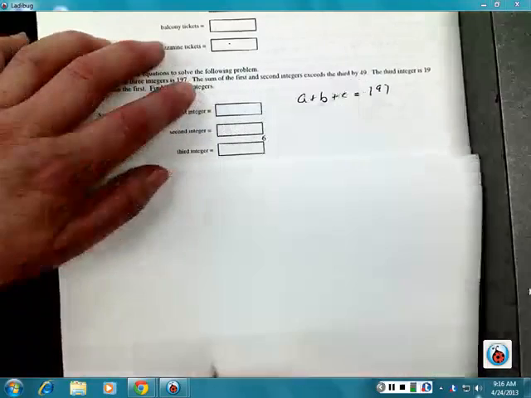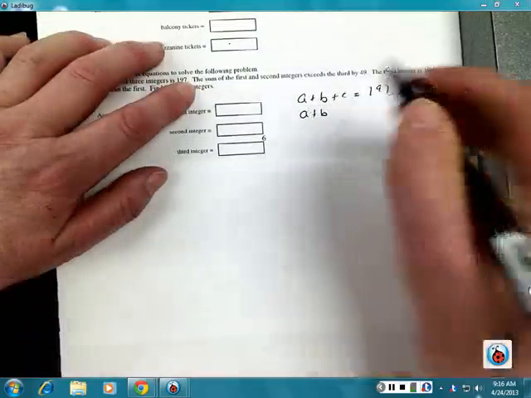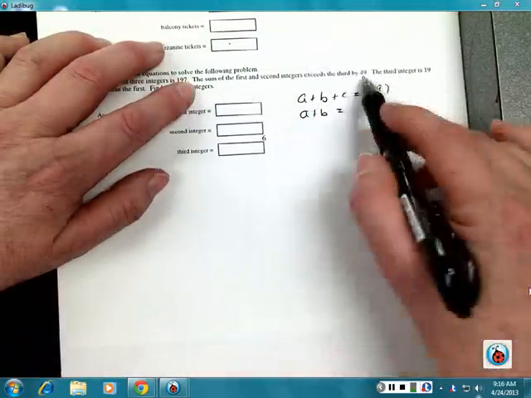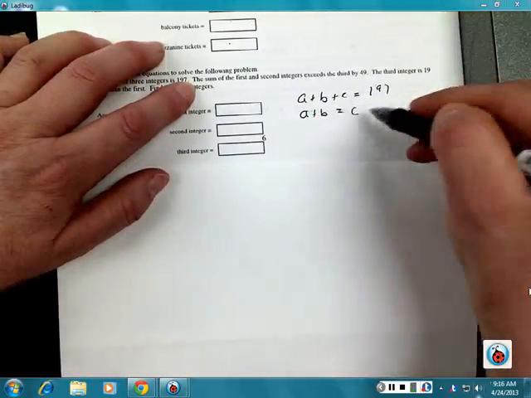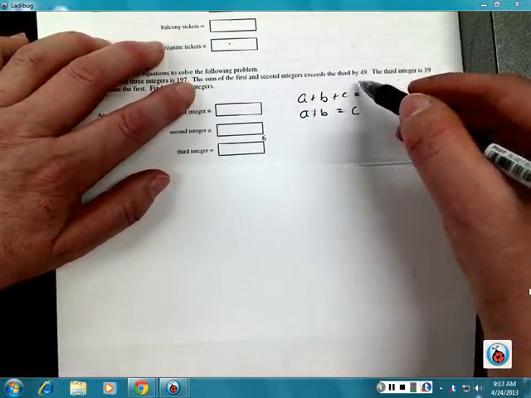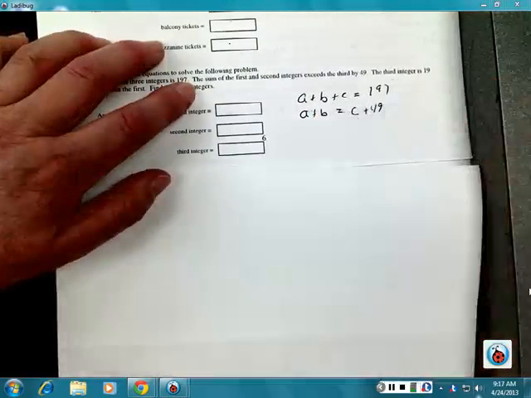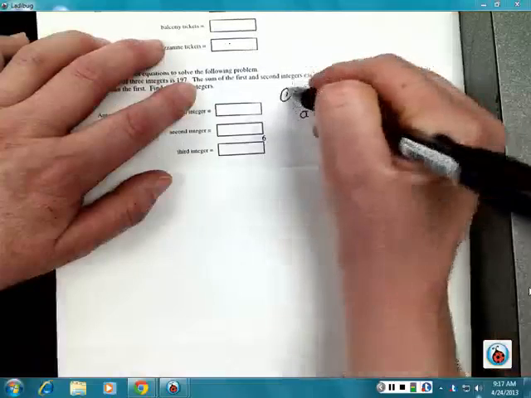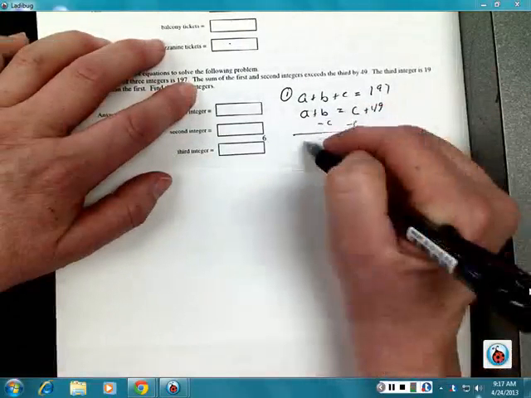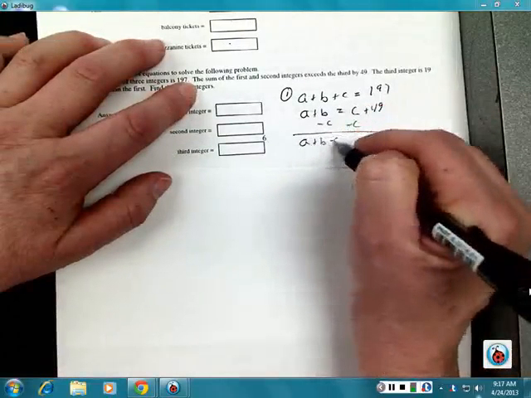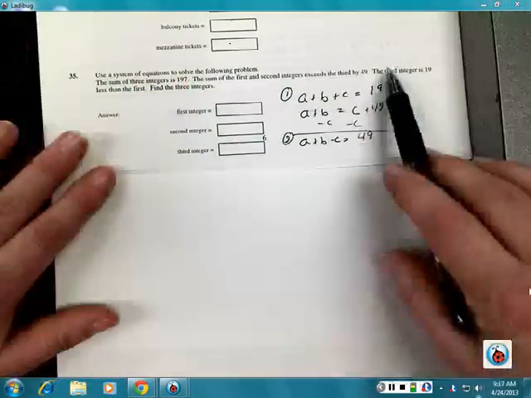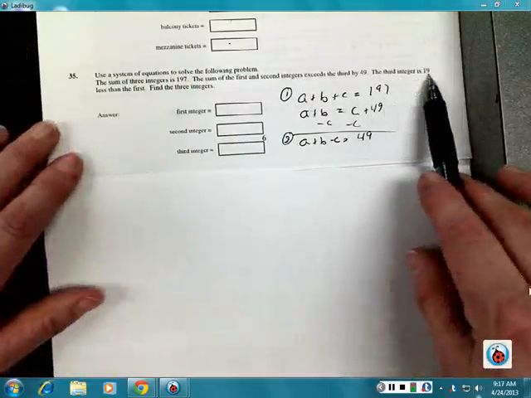And then it says the sum of the first and the second integer exceed the third by 49. So that means I have A plus B equals the third, but by 49. What does that mean? Does that mean a minus 49 or a plus 49 or a multiplied 49? A plus 49. Yep. And so this is the first equation, but this one I got to modify because I need to move that C over. So it's going to be A plus B minus C equals 49. So that's the second one.